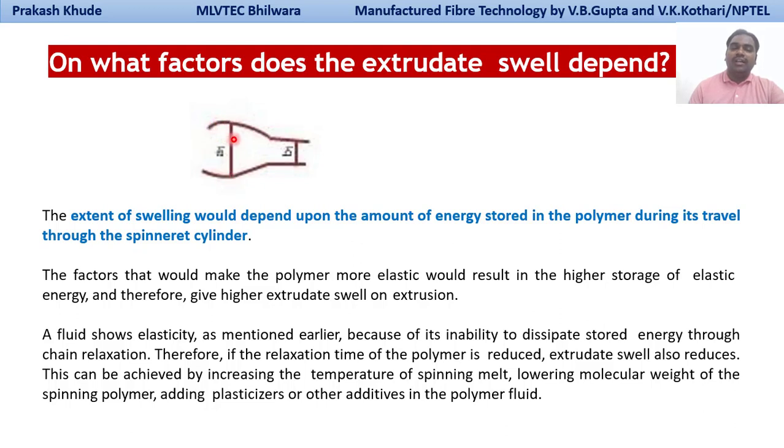So this is the outlet diameter of your extrudate. If you divide this capital D1 by this small d1, we get the die swell ratio. That depends upon the amount of energy stored in the polymer during its travel through the spinneret cylinder. The factor which makes the polymer more elastic results in higher storage of elastic energy, and therefore gives higher extrudate swell on extrusion.